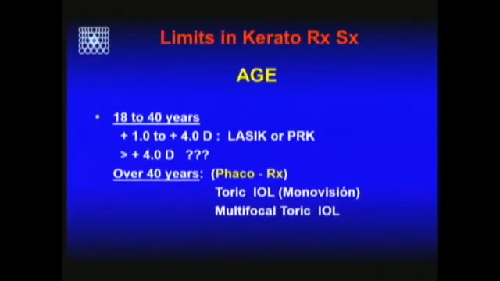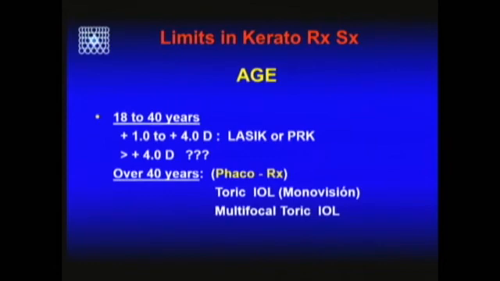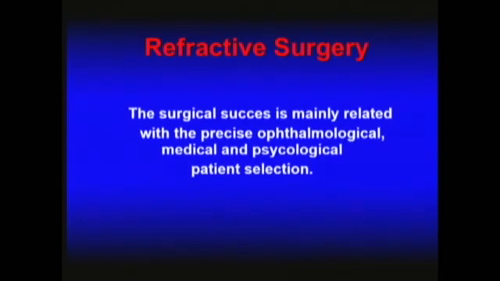LASIK. No, we never did PRK in this case, LASIK. For astigmatism, patients between 18 and 40 years of age, from 1 to 4 diopters, LASIK or PRK. Over 4 diopters, don't do keratorefractive surgery. Over 40 years of age, phaco-refractive surgery with toric IOLs, monovision, or toric IOLs with multifocals. So in refractive surgery, the surgical success is mainly related to precise ophthalmological, medical, and psychological patient selection.